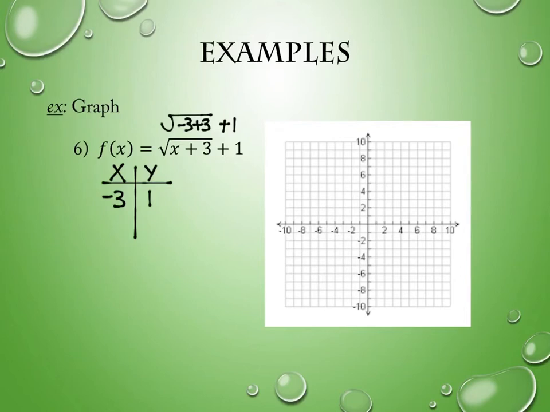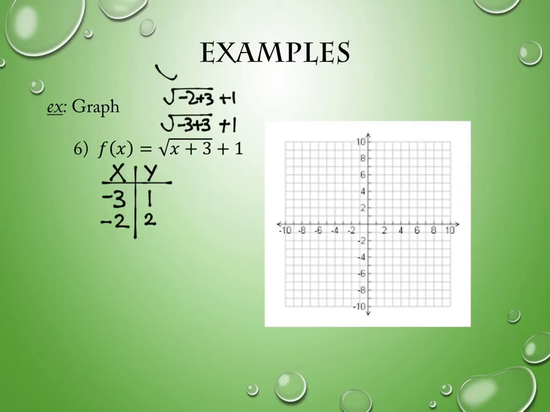The next value is 1 bigger. What's 1 bigger than negative 3? Negative 2, right? What is negative 2 plus 3? 1. What's the square root of 1? 1. And what's 1 plus 1 at the end? 2.